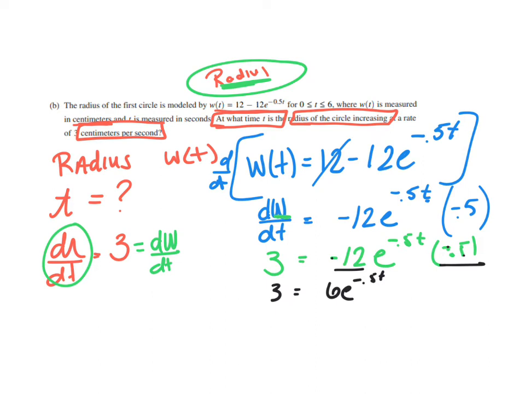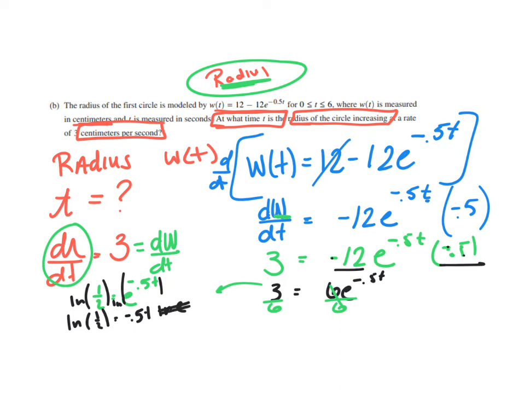I'm just going to divide both sides by 6. So I've got a 1/2 here. I'm just going to carry on over here. I have 1/2 equals e to the negative 0.5t. To solve an e equation, I'm just going to take the ln of both sides. So I've got the ln of 1/2 equals negative 0.5t ln of e. ln of e is 1, so that disappears.